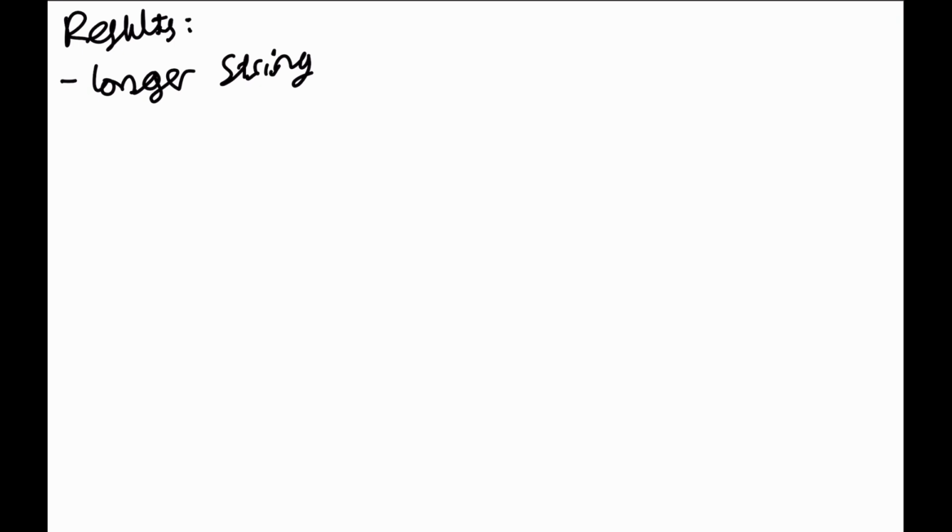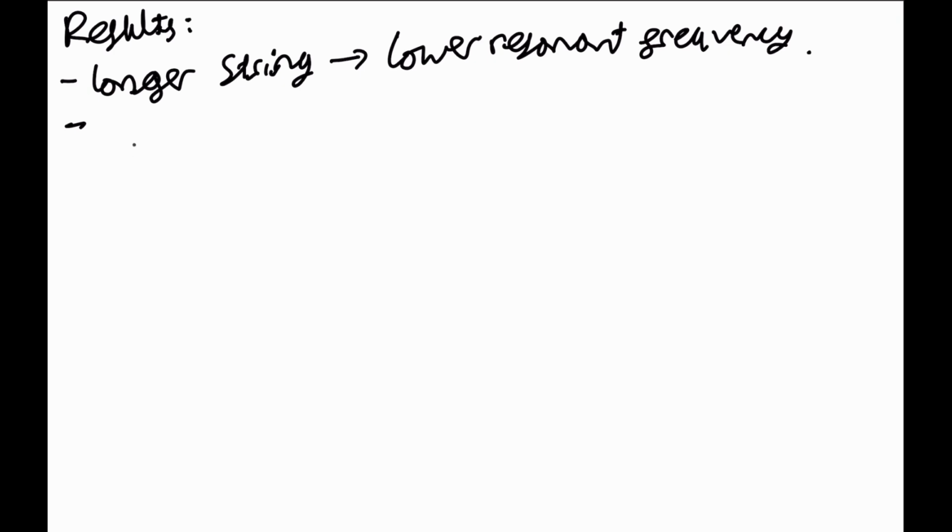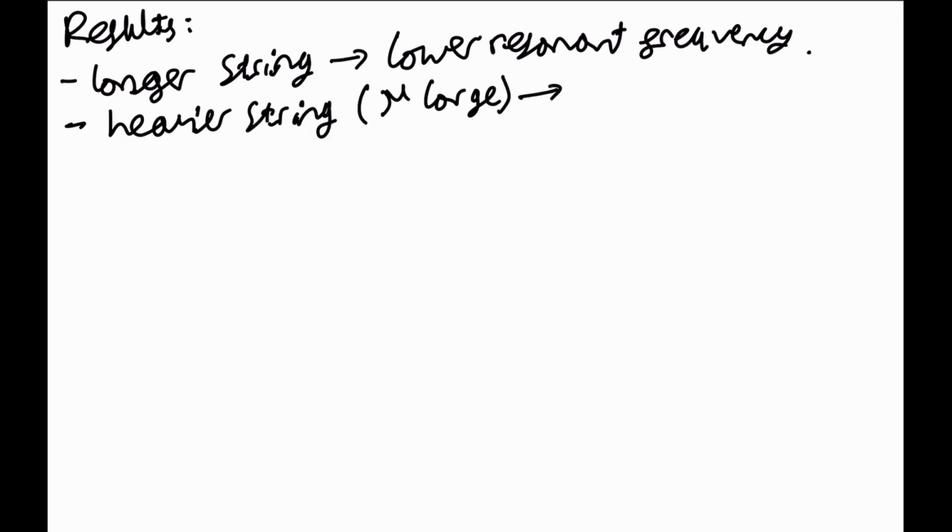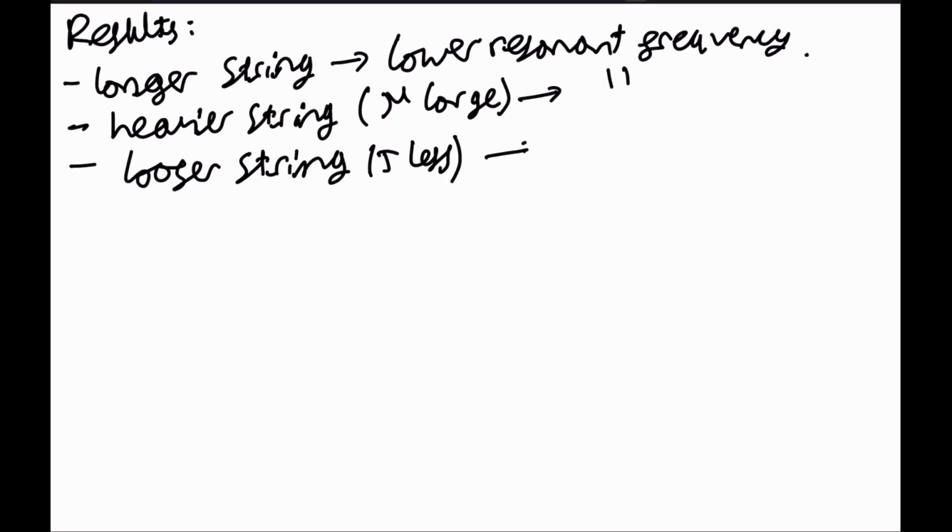So now let's go over what results you expect to see. So if you have a longer string, you would have a lower resonant frequency. If you have a heavier string, so a larger mu, you would get a lower resonant frequency as well. And if you get a looser string, so less tension, you would get the same thing. You'll get a lower resonant frequency.